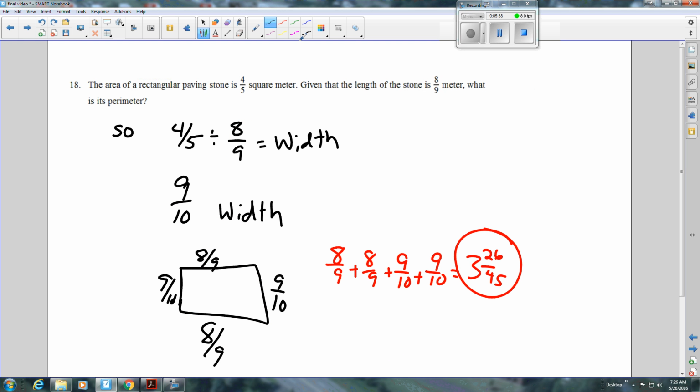The area of a rectangular paving stone is 4/5 of a square meter. Given the length of the stone is 8/9, what is its perimeter? We know that the whole area is 4/5, and we know that one of the sides is 8/9. So if we divide the area by the length, it gives you the width. I divided them out, and I got 9/10 for my width. Then I plugged them in because I drew out the picture, and I got 8/9 plus 8/9 plus 9/10 plus 9/10, and you get 3 and 26/45.